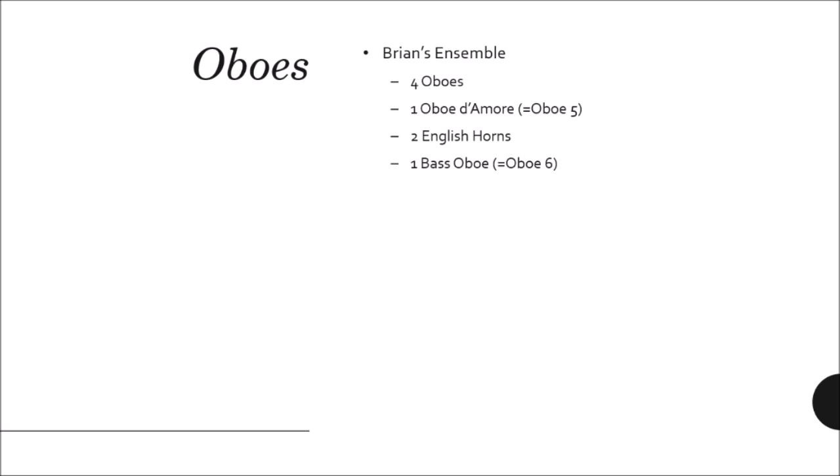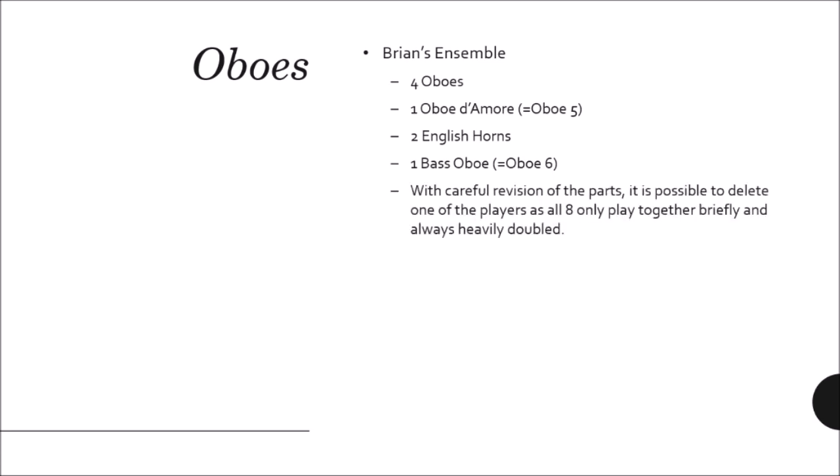So this is Brian's ensemble. 4 oboes, 1 oboe d'amore, which also equals oboe 5, 2 English horns, 1 bass oboe, which equals oboe 6. However, if we look carefully at the score, one of the oboes could easily be deleted. There are only a handful of times when all 8 players play. They're always in massive tutti sections, and the parts are almost always doubled.